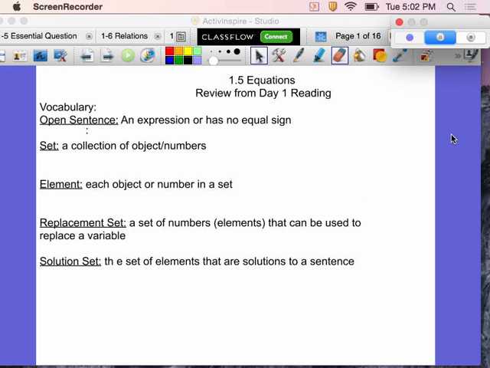All right, so I'm going to go over the reading from day one of the equations assignment. First of all, we have an open sentence, which is just an expression that has no equal sign. So you have an equation and you have an open sentence. Then we have a set, which is a collection of objects or numbers.